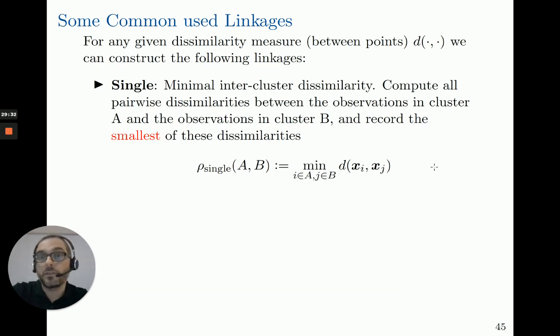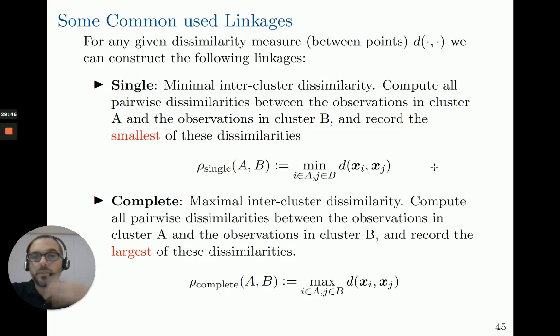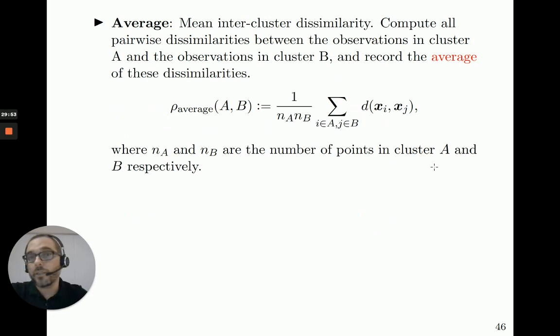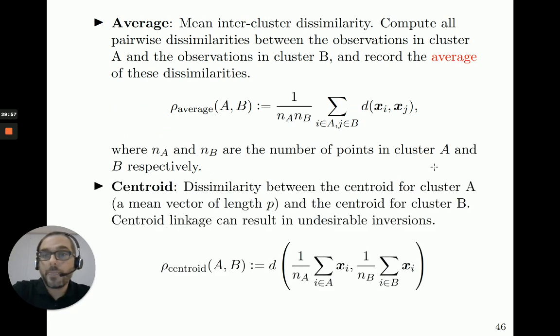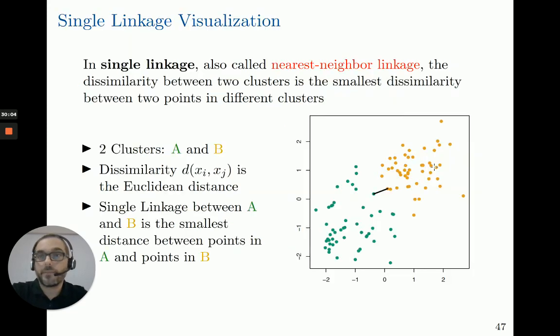One is the single, the minimal intercluster dissimilarity. We compute all pairwise dissimilarities between the observations in cluster A and the observations in cluster B and select the smallest one. That's what we have on our screen. Or the complete, where we take the maximum. The same thing, but we take the maximum. Or the average, where we take the average of the dissimilarity, or we take the centroid, the distance between the two centroids.